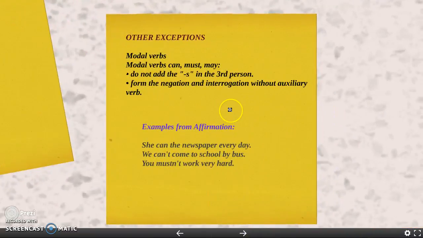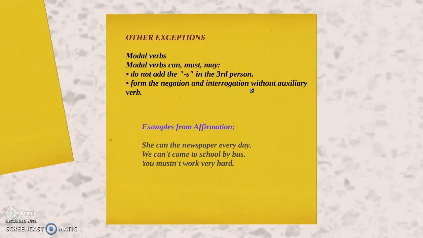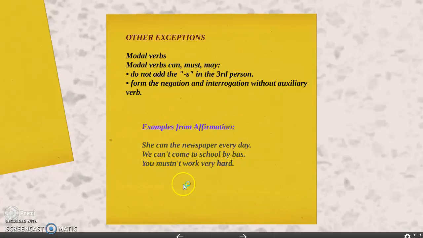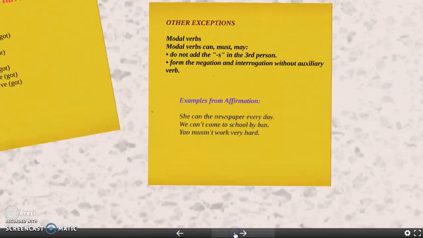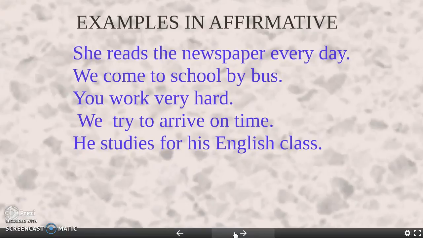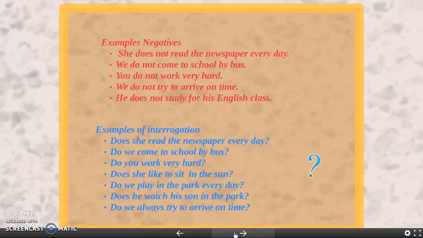There are other exceptions, like the modal verbs. The modal verbs are very special verbs. They do not add S in the third person, and they form the negation and interrogation without an auxiliary verb. We will see them later in the year. Here are some examples in the affirmative. Here are the same examples in the negative and in the interrogative.